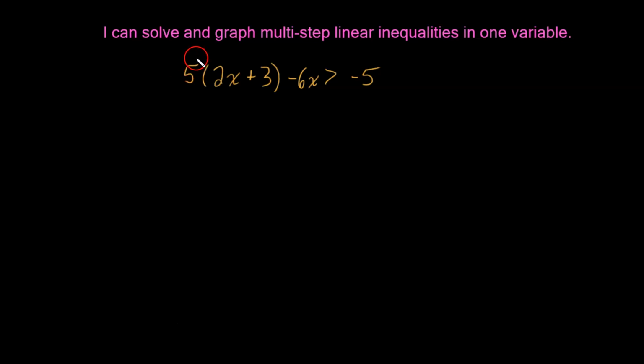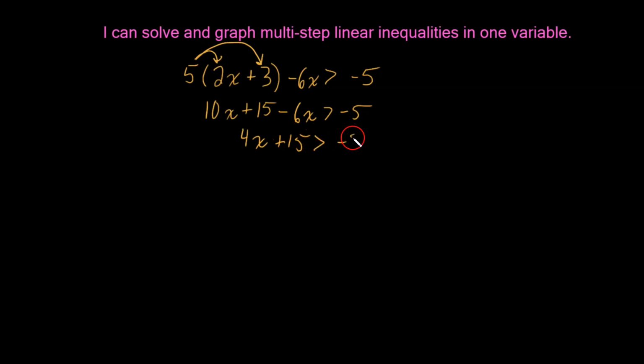So on this left side, we're going to distribute the 5 over here, which is going to give us 10x plus 15 minus 6x is greater than negative 5. So we're going to combine like terms, which is going to give us 4x plus 15 is greater than negative 5. And now we're going to subtract 15 from both sides, which is going to give us 4x is greater than negative 20.